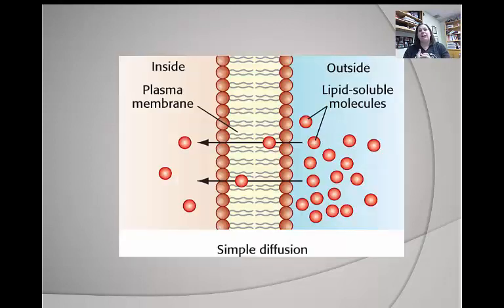So here's showing you again simple diffusion. Over here we have high concentration outside of the cell, and it's moving into the cell to spread out. So it's simple diffusion. Again, if it was facilitated, there would be a protein here which helps it move across.